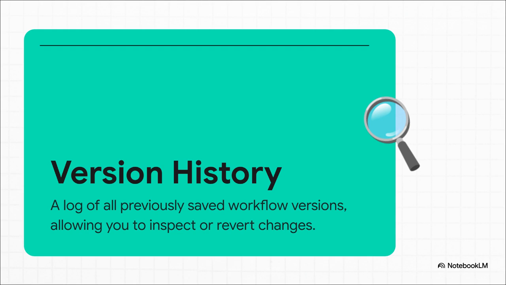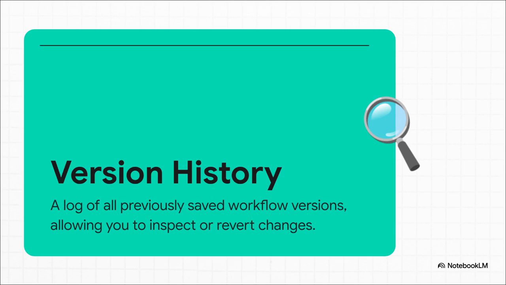Ever push a fix that, whoops, actually made things 1,000 times worse? Yeah, we've all been there. That's what version history is for. It's your ultimate safety net. Every single time you hit save, it creates a snapshot. So if a change you made introduces a new bug, you can just instantly rewind the entire workflow back to a version that was working perfectly.